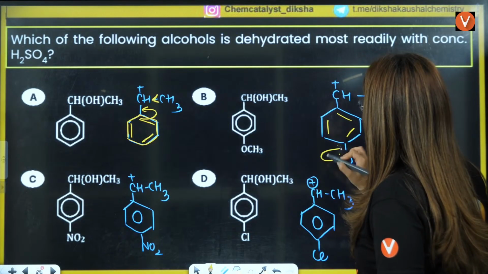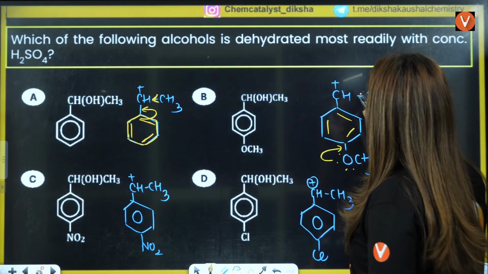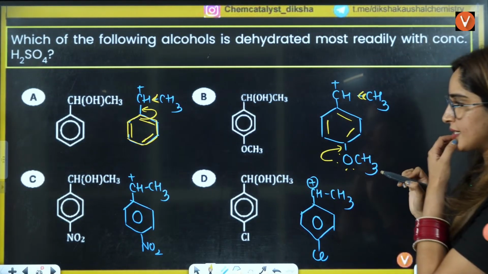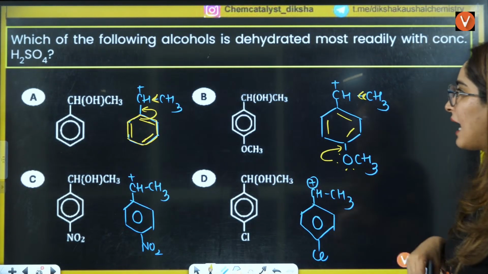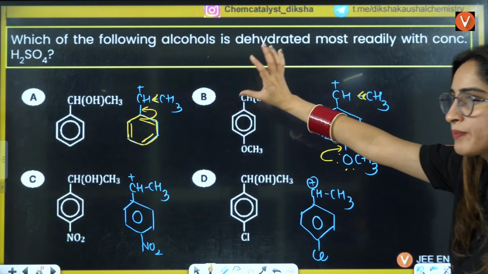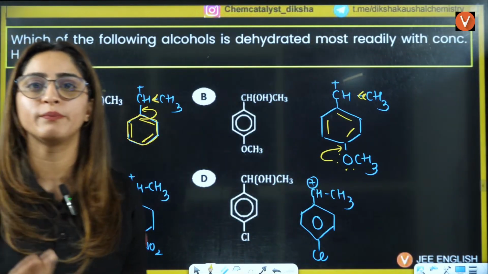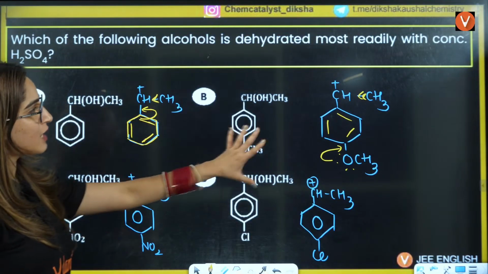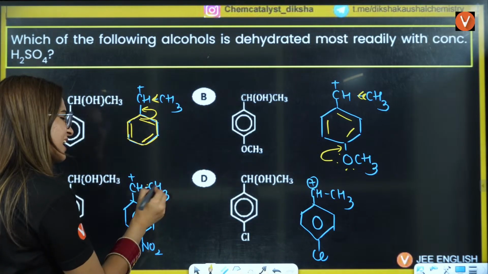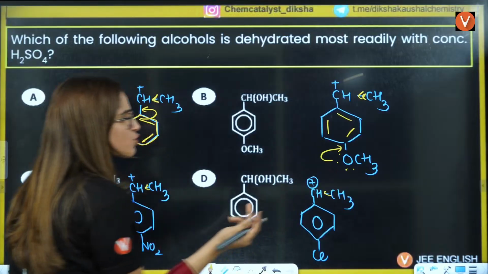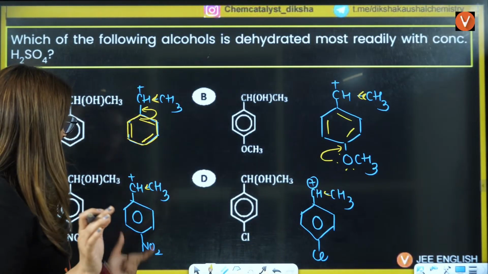Here also it is donating the electrons, right? That is simply donating the electrons with the benzene ring. When you have a positive charge, the more the donation, the more the stability. So both are making it stable. Here CH3 is common in all of them, so there is no point discussing CH3. We have to discuss this.